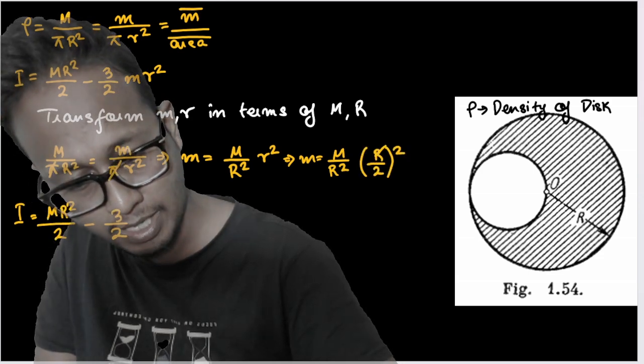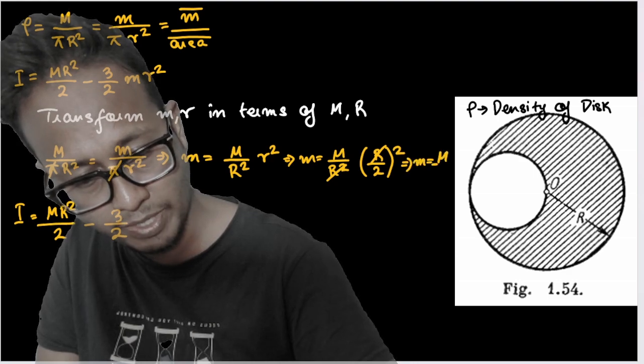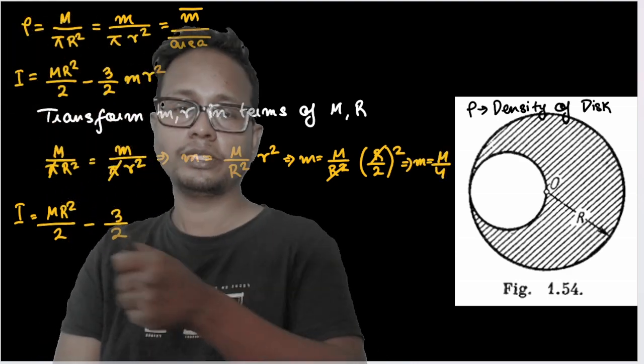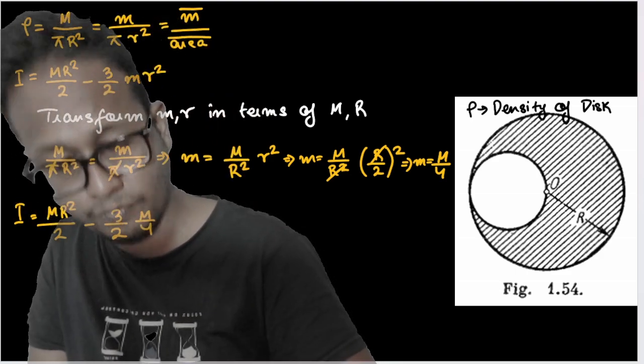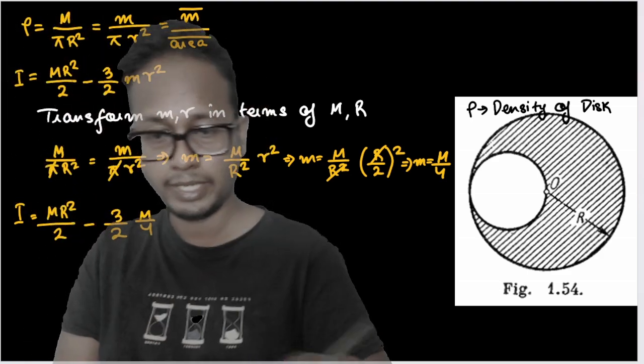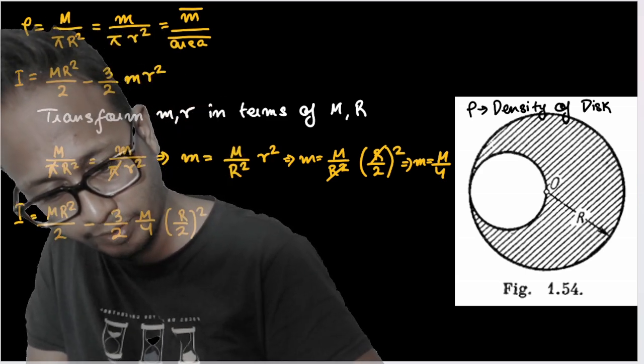Okay, R square and R square will get cancelled. 2 square is nothing but 4, or small m is equal to capital M by 4. So 3 by 2 into capital M by 4. Small m is nothing but capital M by 4. I have written this small m out here into r square. r is nothing but capital R by 2 whole square, isn't it?